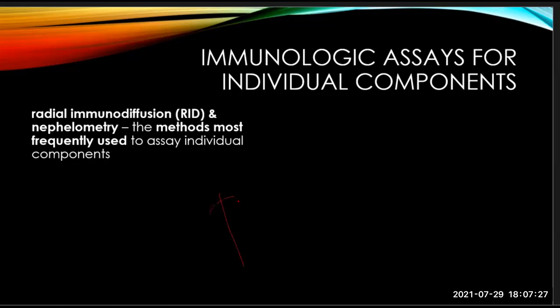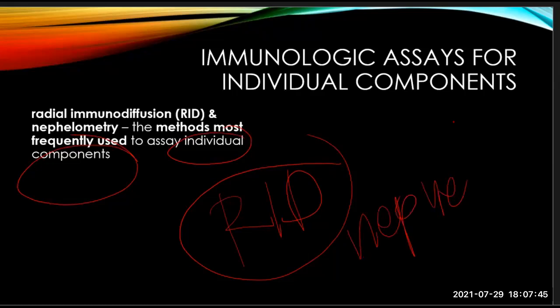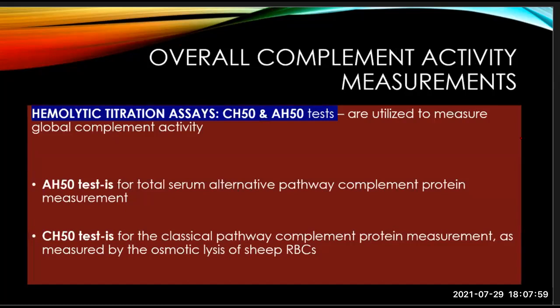Basta yung pinaka-commonly utilized to assay individual components ng complement, like C3, C1, C2, we will use RID or radial immunodiffusion, and we also have the other one which is known as nephelometry. Don't worry, I will be explaining the principles underlying such assays pag under labeled immunoassays na yung topic natin. Okay? So, overall complement activity measurements.